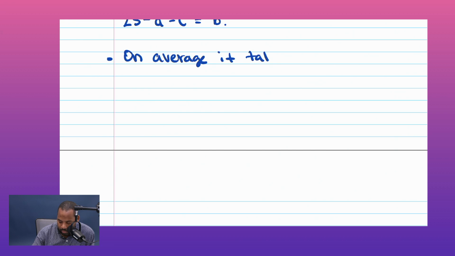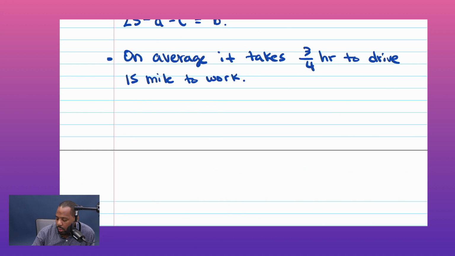All right, so my next type of problem is finding the average rate. My problem says on average, it took 3/4 of an hour each day to drive a distance of 15 miles to work. Find the average rate. So on average, it takes 3/4 of an hour to drive 15 miles to work. What is the average speed?